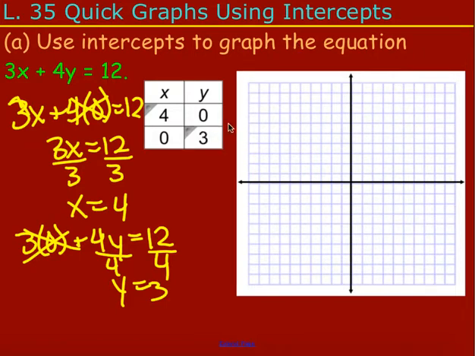Now to graph this on our coordinate plane, all we have to do is follow the directions that it gave us. And it says we need to do (4, 0), which is right here. Over 4, but up nothing. And then we have (0, 3). We go right and left nothing, but up 3. And we have my line. That's as simple as it is. Let's try another one.